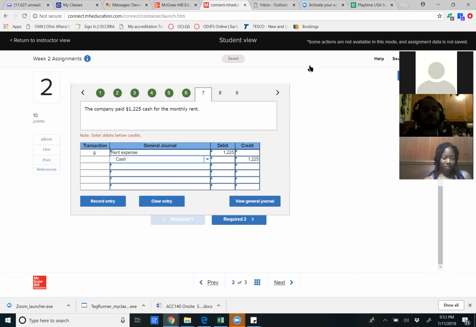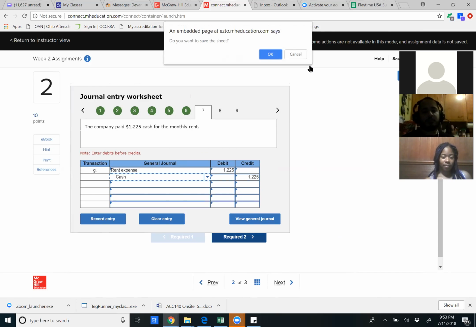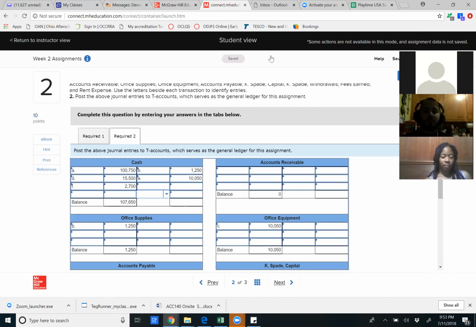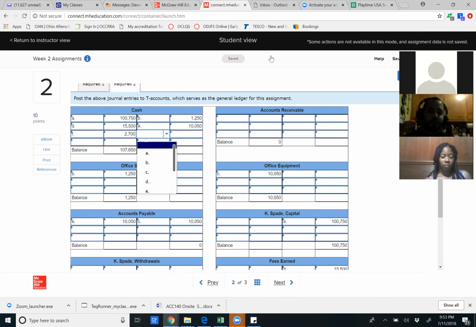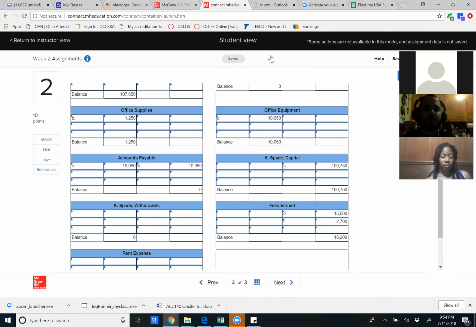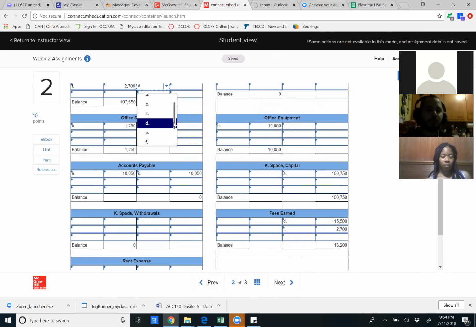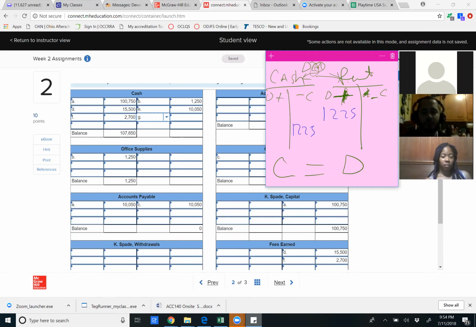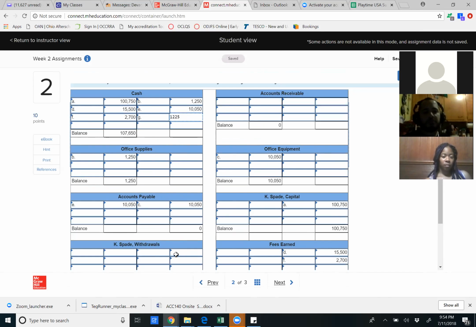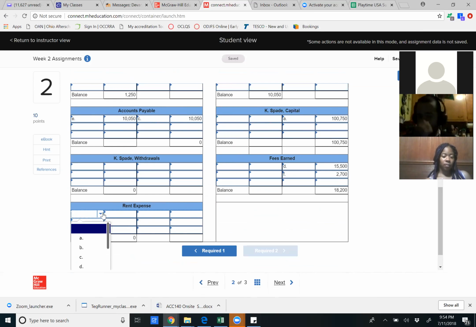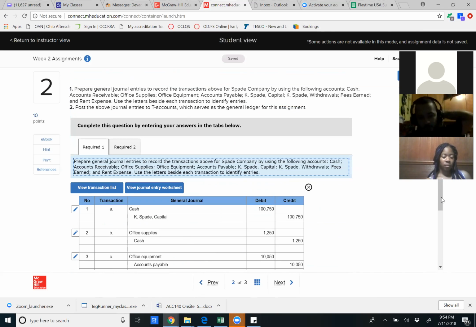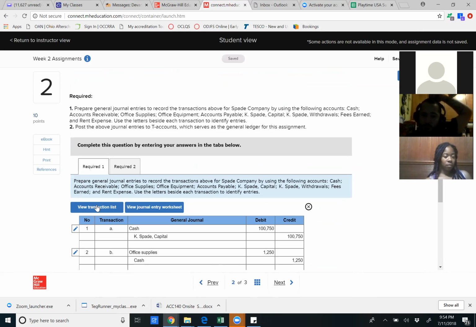So cash is going down. Cash is our credit. So there's our journal entry. And then let's create our A, B, C, E, F, G. Don't do that. Really? Our dollar amount was $12.25. I think it just does it to numbers. That's pretty dope though. And then rent expense is located down here. All right, so that's that one. Now we have two more and then we'll be done.